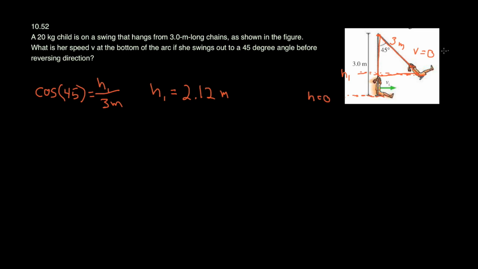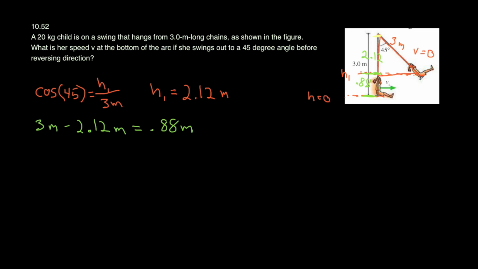And so that's the distance from here down to here. Let me change colors to make this more clear. But we're not interested in this distance. We're interested in the distance from the bottom up to here. So we know this is 2.12. So all I have to do is 3 meters minus 2.12 meters. This is going to be equal to 0.88 meters. So now we have the distance from the bottom to our max height right here, and that's 0.88 meters.